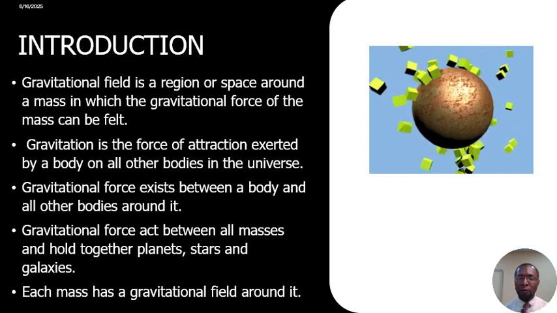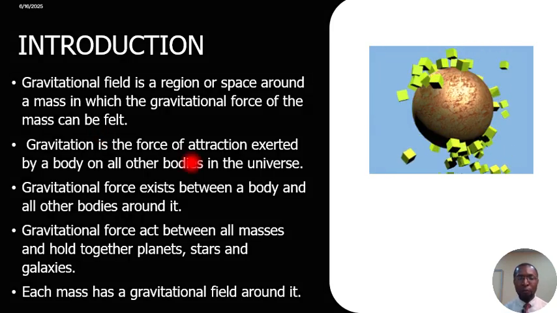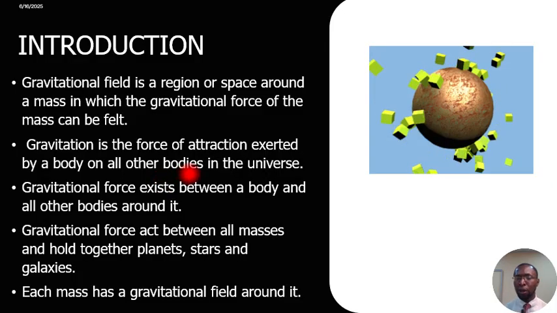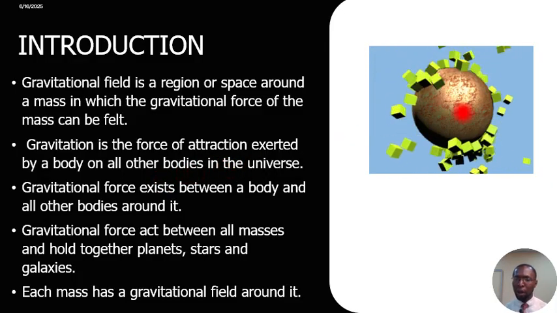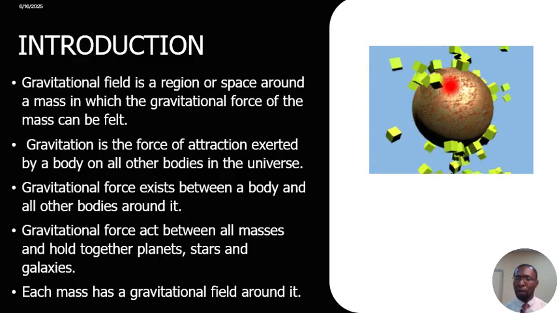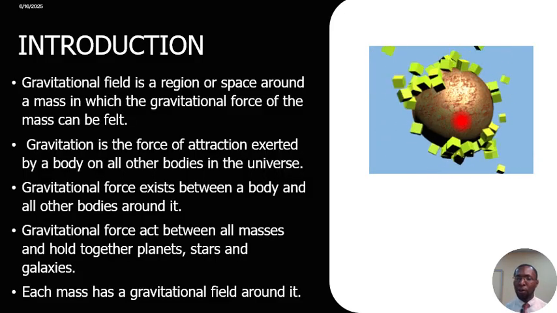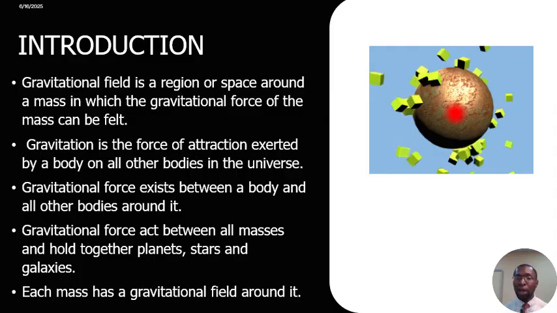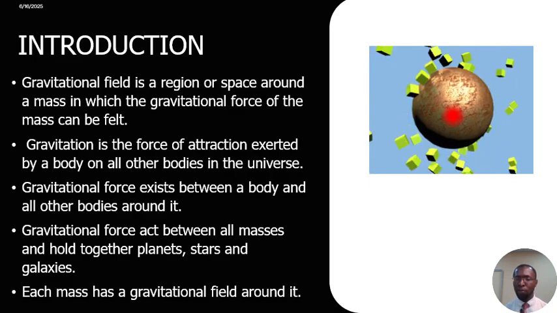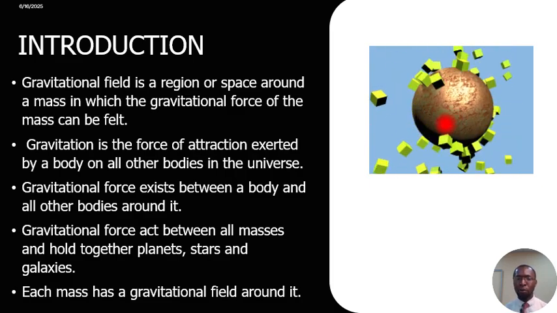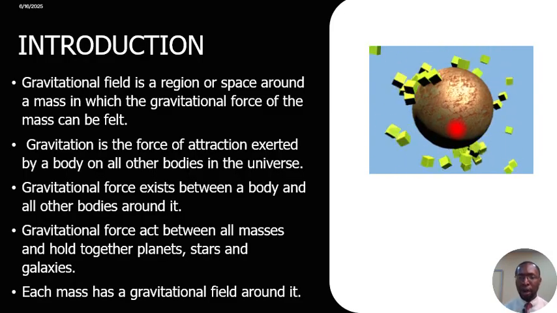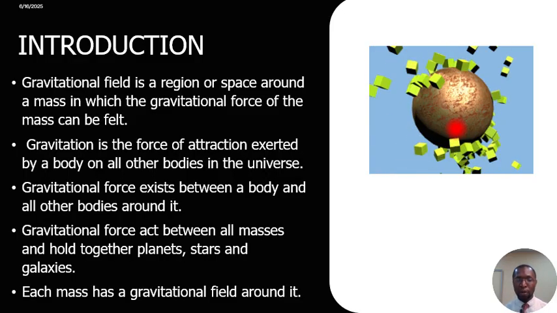All right, and gravitation itself is the force of attraction exerted by a body on all other bodies in the universe. Look at this object here. That ball represents the Earth. You can see those square boxes being attracted to it. That's because the Earth is generating a gravitational field that is attracting all other bodies around it. That is what gravitational force is all about. It's just a region or a space around the mass that generates this force and attracts other bodies.